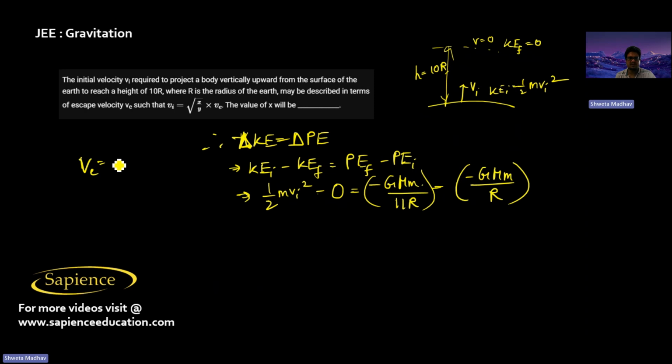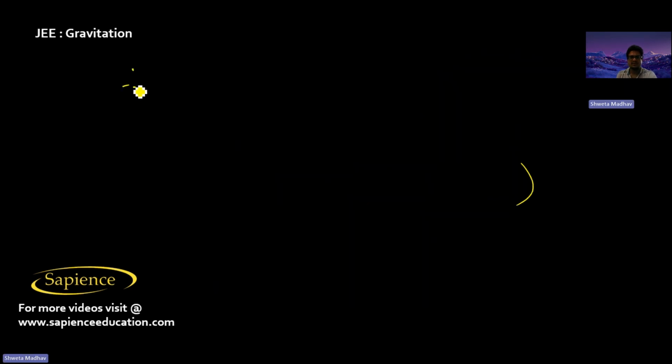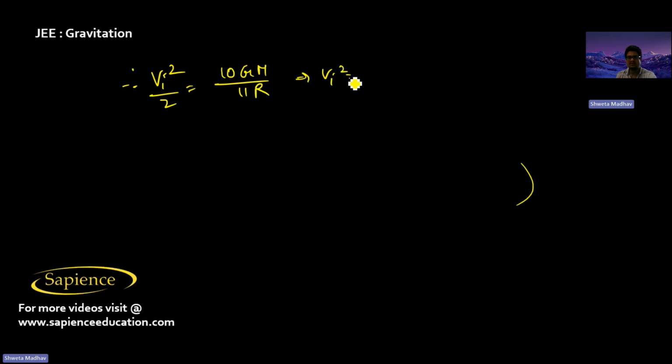Now, escape velocity vE, we know, is equal to root over 2GM by R. So in terms of vE we have to find it. So m we can cancel out. Then we will get vi square by 2 equal to GM by R minus GM by 11R. Taking the LCM as 11R, this will be 11GM minus GM. So therefore vi square by 2 will be equal to 10GM by 11R. So therefore vi square is equal to 20GM by 11R.